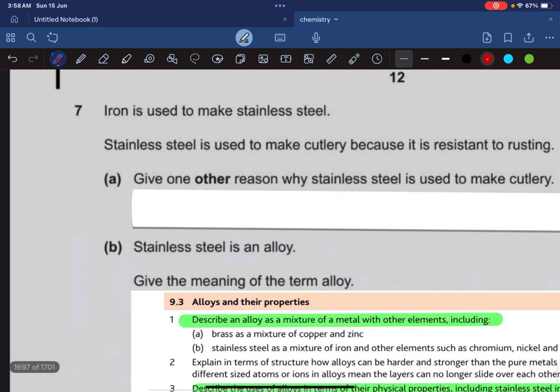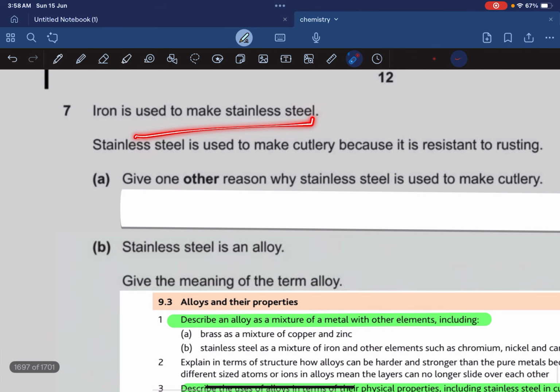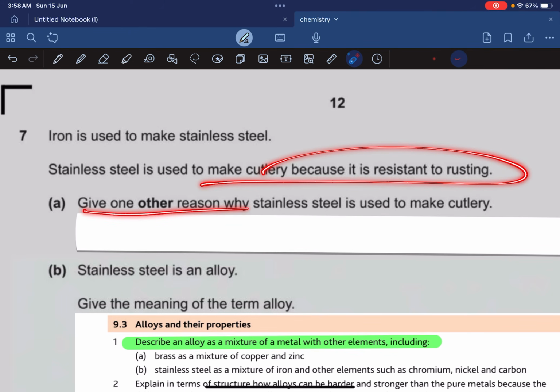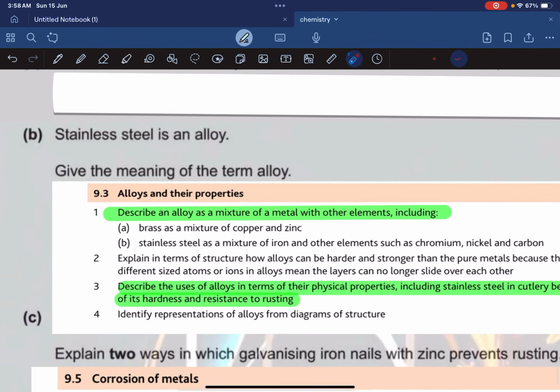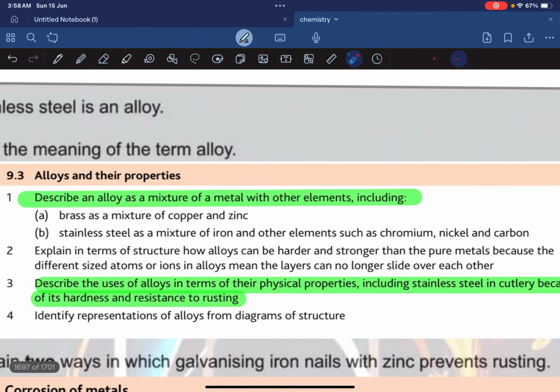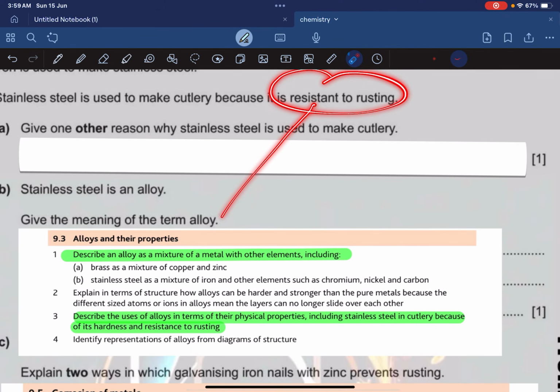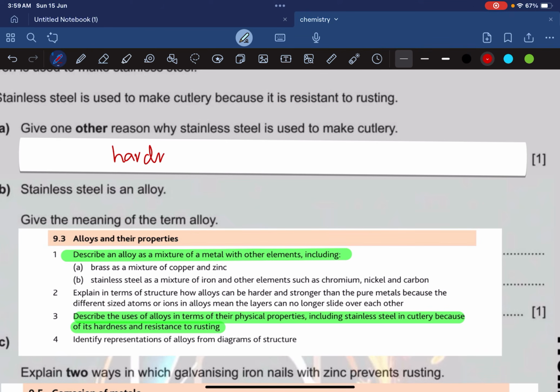Let's move on. Iron is used to make stainless steel. Stainless steel is used to make cutlery because of its resistance to rusting. Give another reason why stainless steel is used to make cutlery. That was easy because it's clearly mentioned in the syllabus. If you've not studied it properly, then you might be confused. But the syllabus says: describe the use of alloys in terms of their physical properties, including stainless steel in cutlery because of its hardness and resistance to rusting. They've mentioned resistance to rusting, and you had to mention hardness.